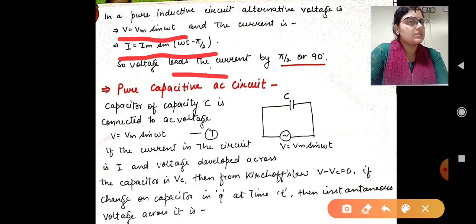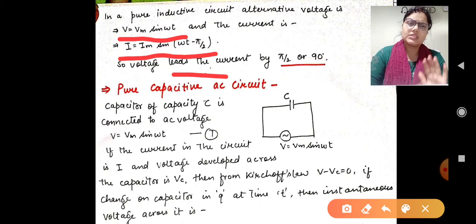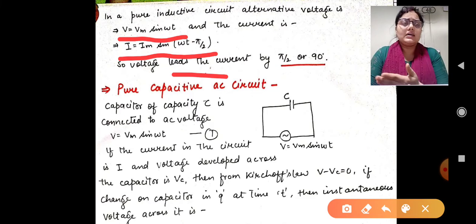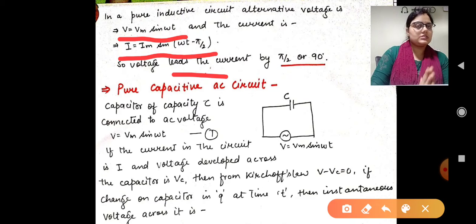If I am just asking you a one mark question, what is the phase difference in a pure inductive circuit? Then it is 90 degree. Simple, 90 degree. No need to write out the leading ahead or lagging behind. Just a simple 90 degree phase difference is there.